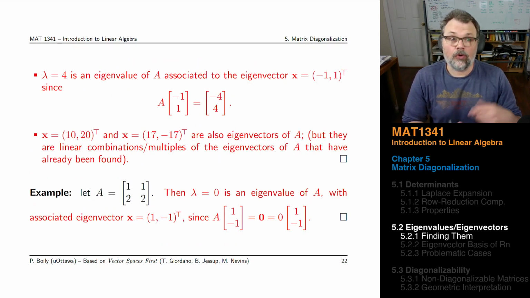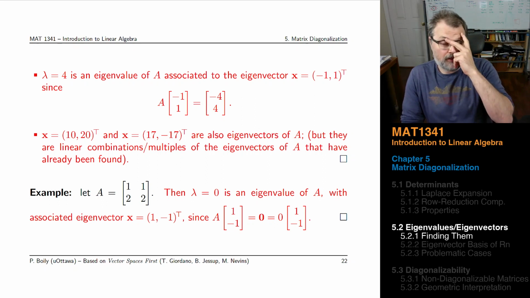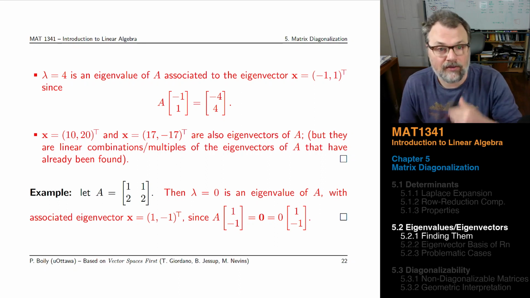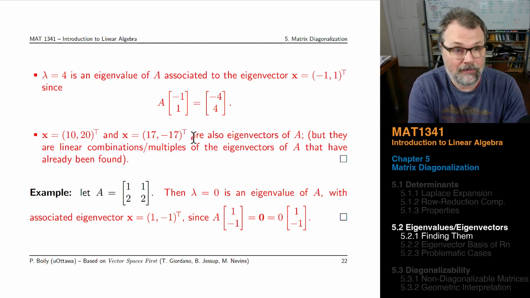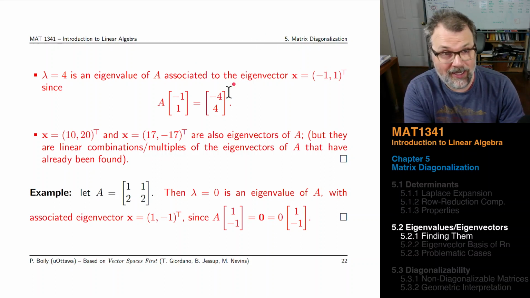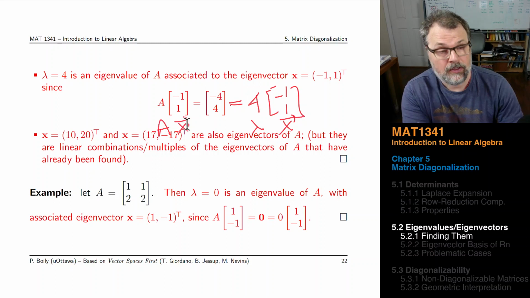Lambda equals 4 is another eigenvalue of A associated to, amongst others, the eigenvector minus 1, 1, because if I multiply A by the vector minus 1, 1, I get minus 4, 4, which is the same as 4 times minus 1, 1. Lambda x, A x.